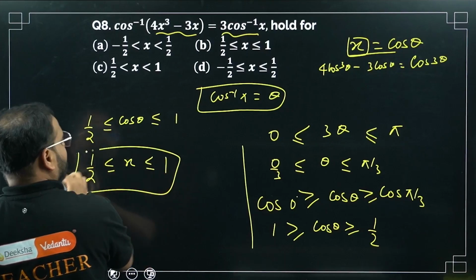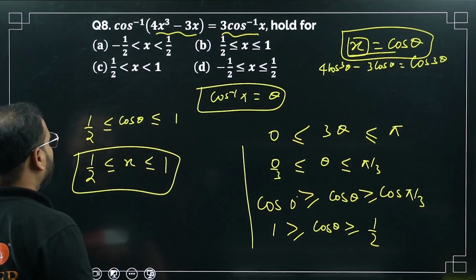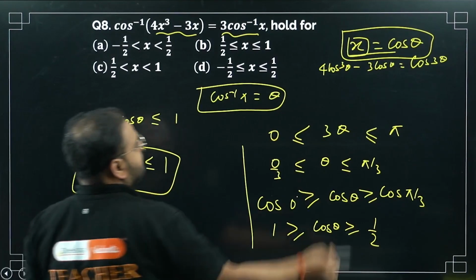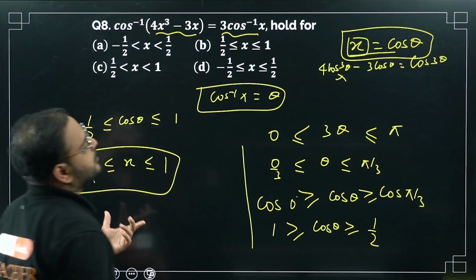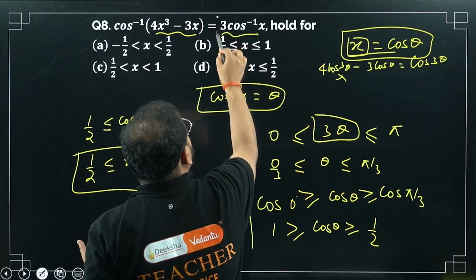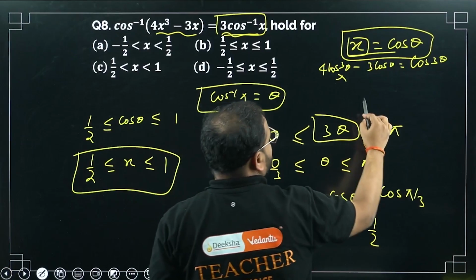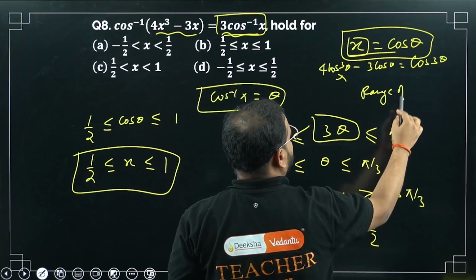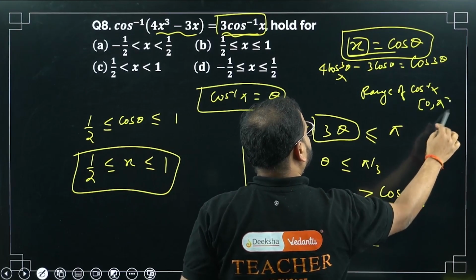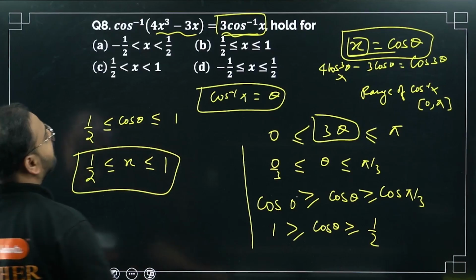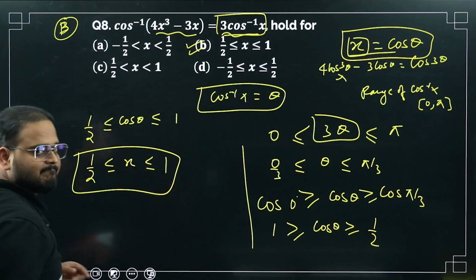How come, sir? From the substitution, x as cos theta. So from here I get 1 by 2 less than or equal to x less than or equal to 1. This is not relevant; it is used when we have to prove the statement. We don't have to prove it, they have already given it. So you have to take the condition for 3 theta from here. What are 0 and pi? 0 to pi is the range of cos inverse of x. I hope this is clear. Answer is B.